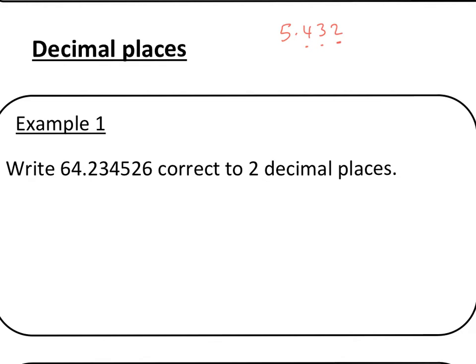So example 1, write 64.234526 to 2 decimal places. The second decimal place is the 3, so we're going to look between the 3 and the 4. The 4 is less than 5, so our rules for rounding are that we round down. So 64.234526 is going to be rounded down to 64.23.